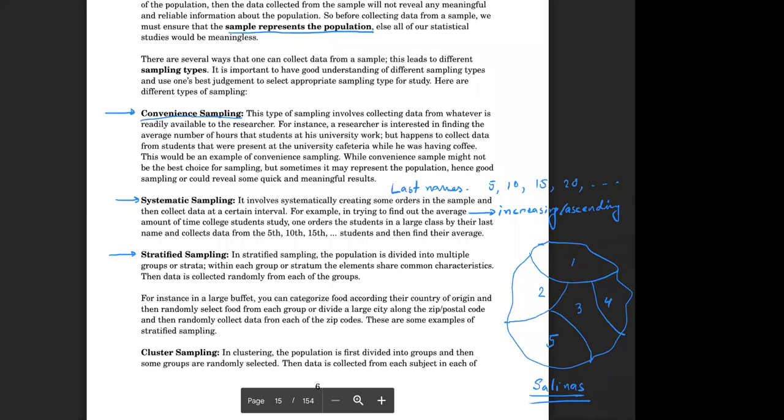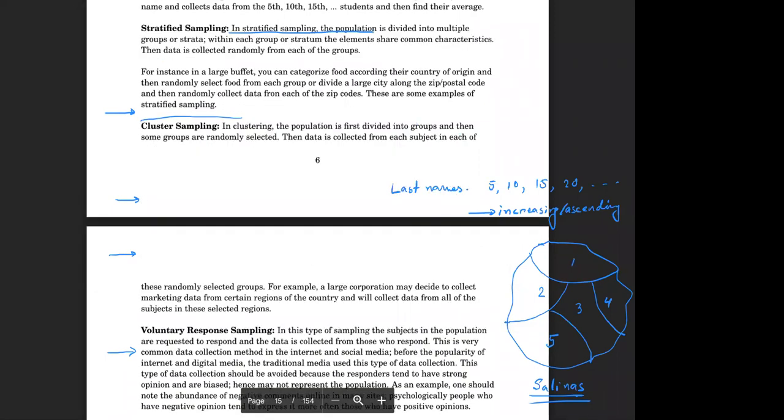That directly leads to clustering, or cluster sampling. Again, you create groups or subgroups with a certain rule, and then you randomly select one group and collect data from all of them in that group. Let me just clarify: you collect data from all subjects in each of these randomly selected groups.